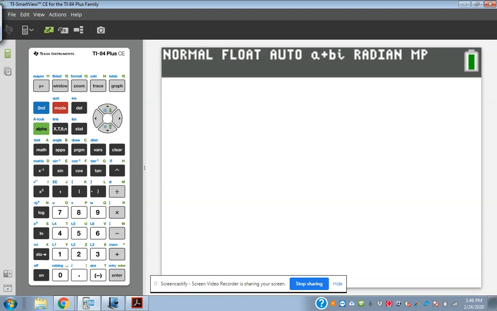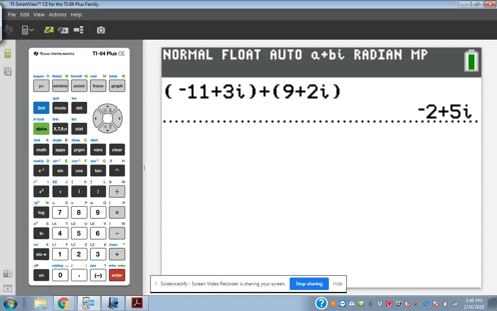And then I'm going to type in those two complex numbers. So I'm going to do parentheses, negative 11 plus 3. And then to get the i, how do I do that? Second decimal point. And I'm going to close the parentheses. I'm just going to type it in exactly like they've got it written on the problem. And then plus parentheses 9 plus 2i. Second decimal point for the i. Hit enter. Woo. All that time it took us to type it in, we'd already done the problem.